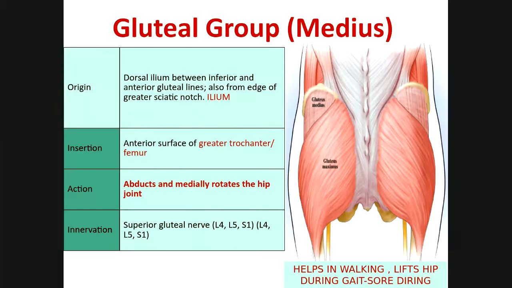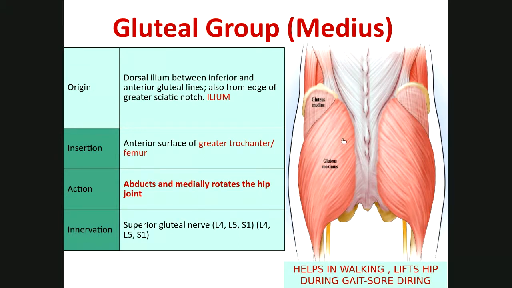The gluteus medius is underneath this and located superiorly. We can see it right here. The gluteus medius is going to originate along the ilium, and it's going to insert on the greater trochanter of the femur. The action is hip abduction, bringing it out here, and medial rotation of the hip. The nerve to the gluteus medius is the superior gluteal nerve.